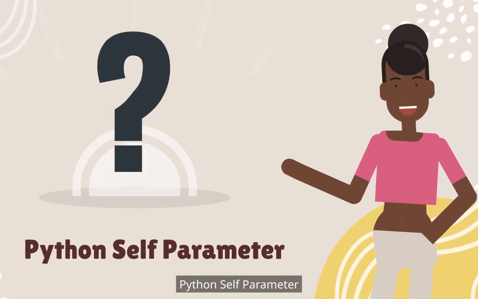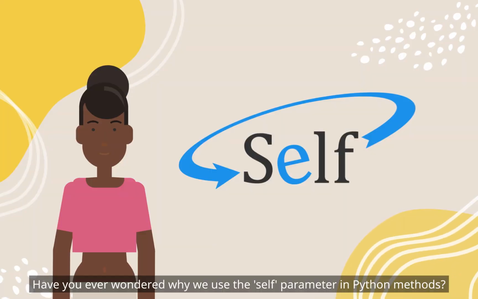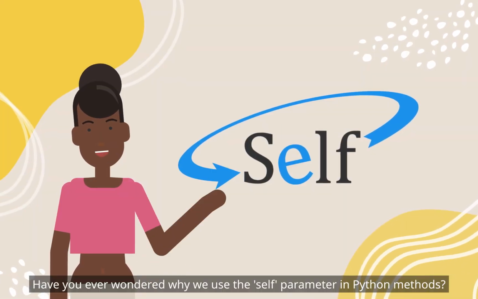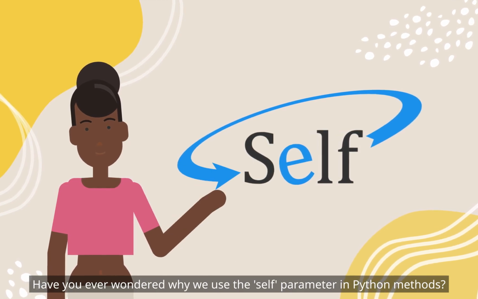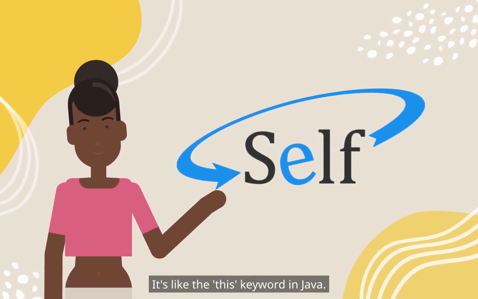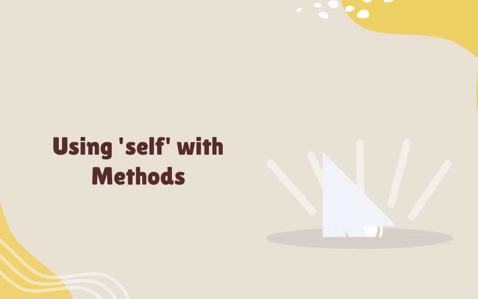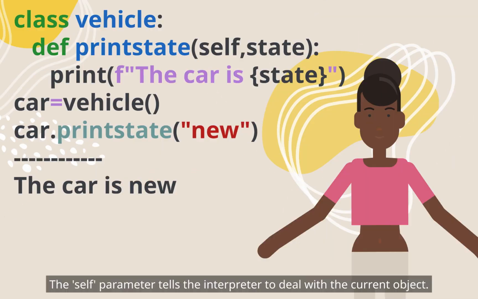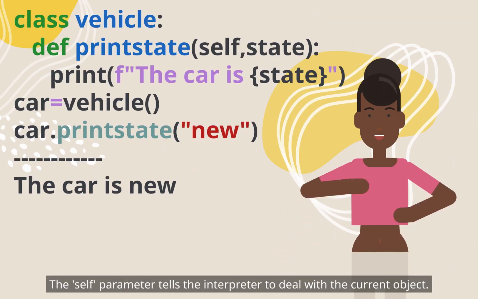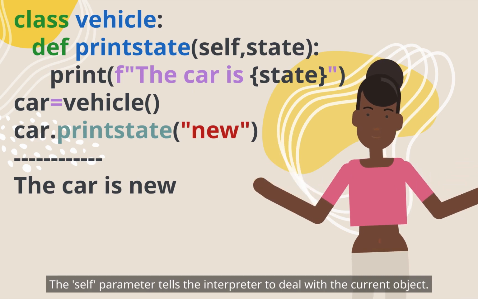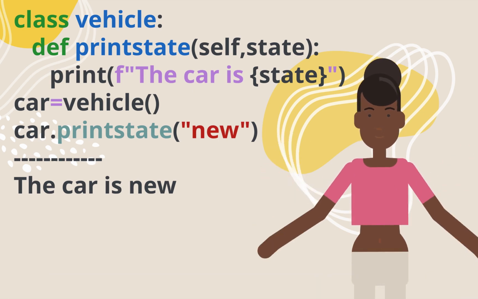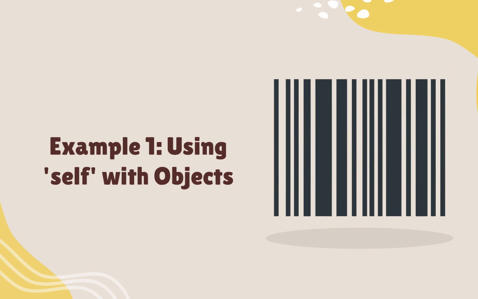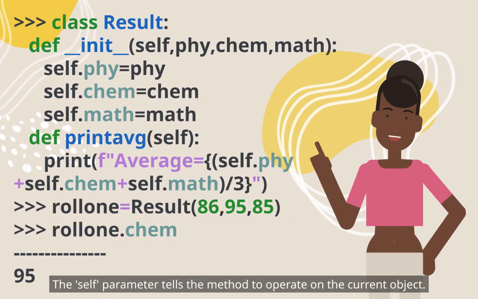Python self parameter. Have you ever wondered why we use the self parameter in Python methods? It's like the this keyword in Java. The self parameter tells the interpreter to deal with the current object. The self parameter tells the method to operate on the current object.